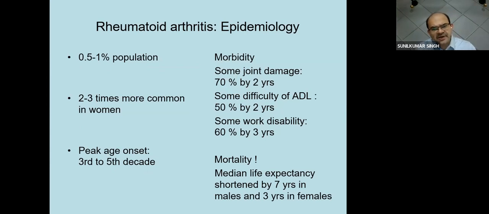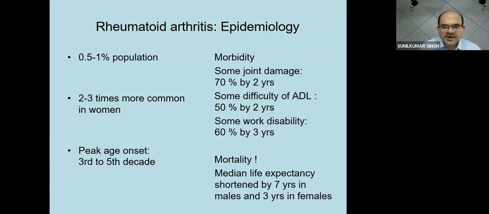So, a very quick knowledge about the disease that we are talking about. It's important to know how commonly we are going to see it in practice. It's about 0.5 to 1% of the population which is affected. And even in India, the prevalence is about 0.5 to 0.75%, which is huge given our population. This is a very huge number, and it is the most common cause of inflammatory arthritis that we come across in rheumatology practice also, 2 to 3 times more common in females. And the peak age of onset is around the third to fifth decade.